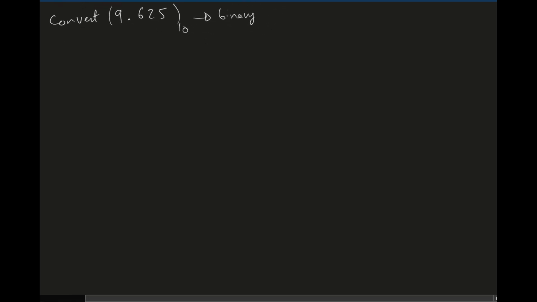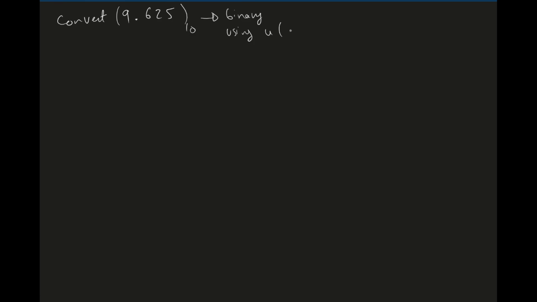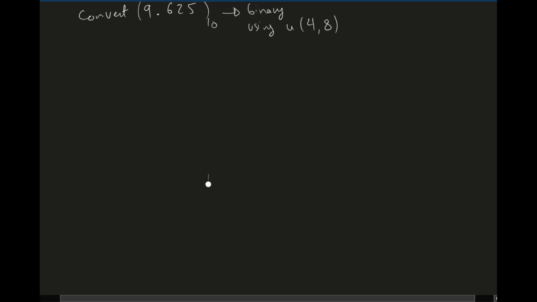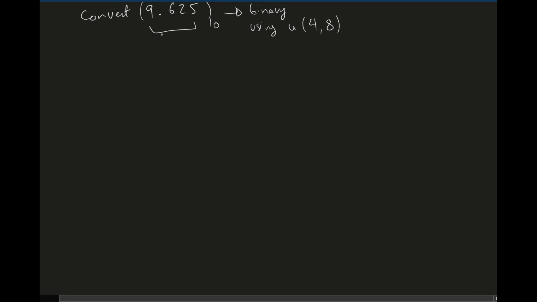Well, let's not use 10 because it looks like binary. Let's just say 9.625 from base 10 into binary using unsigned representation of, let's say, 8, hypothetically. So the first step would be to actually convert the number itself into binary.